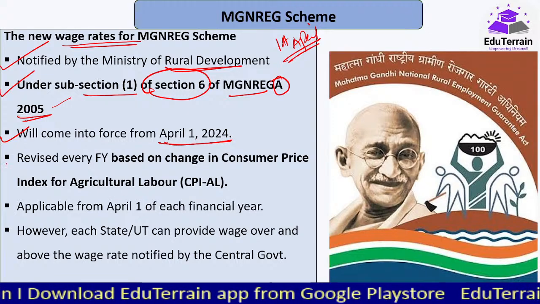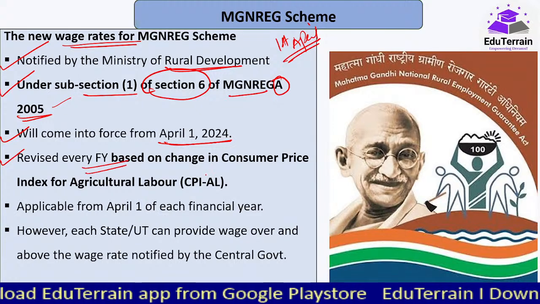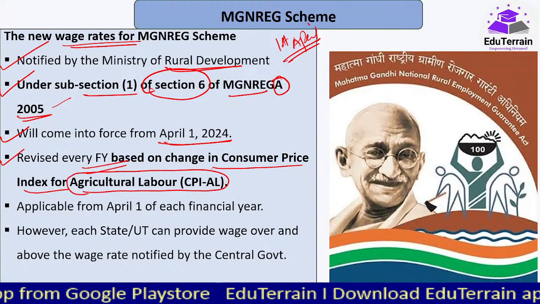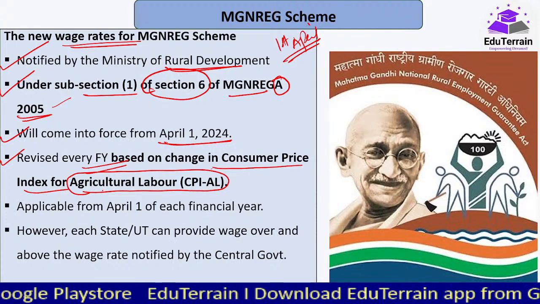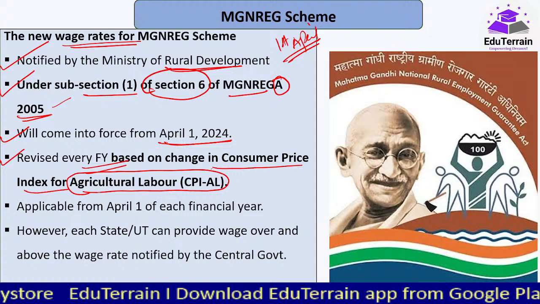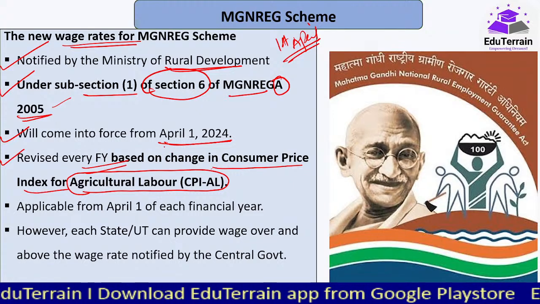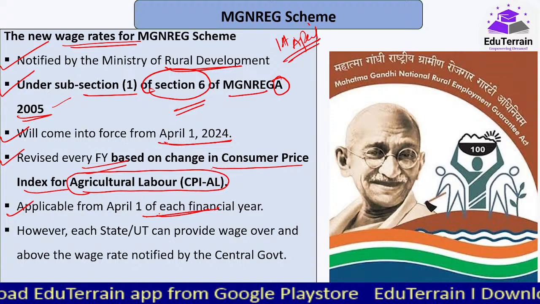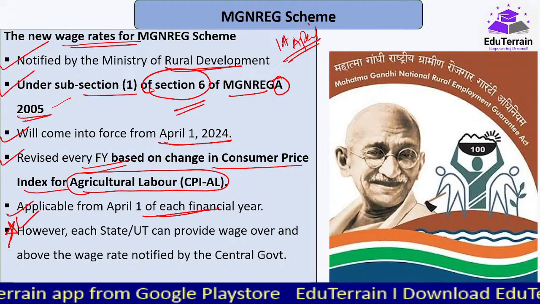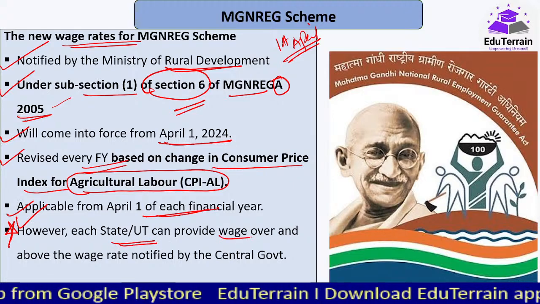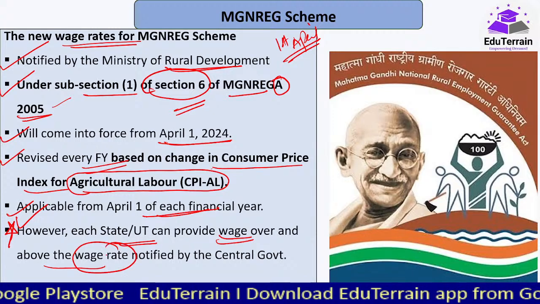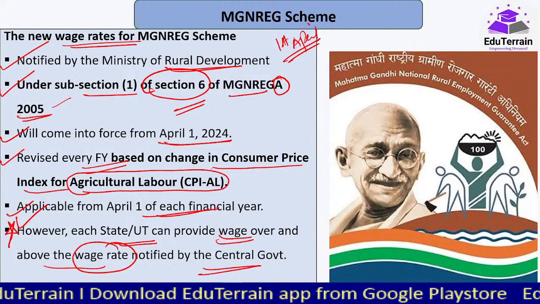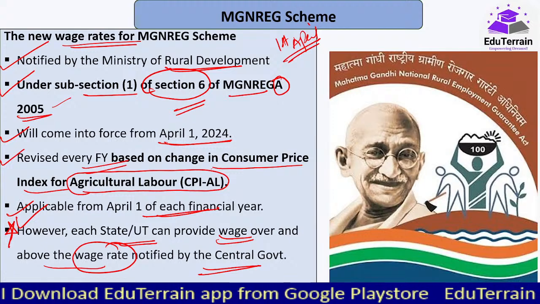And on what basis are they done? It is revised every financial year based on change in the consumer price index for agricultural labor. Based on that CPI-AL index, that is agricultural labor, these wage rates are decided, and it is applicable from 1st April of each financial year. However, there is one catch here. Each state or union territory can provide wages over and above the wage rate notified by the central government from their own pocket. That all depends on that particular state. If they want to, they can give over and above the wage rates decided by the central government.